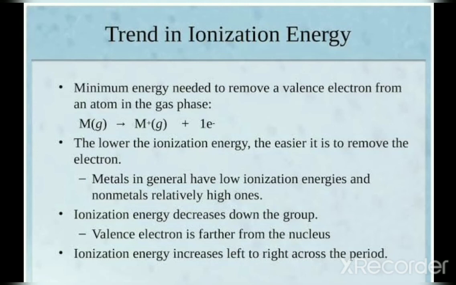So less energy will be required to remove such an electron if it is far away from the nucleus. As we move down the group, a lesser amount of energy will therefore be required to remove such an electron, since new shells are being added. Therefore we can say that ionization enthalpy decreases down the group.